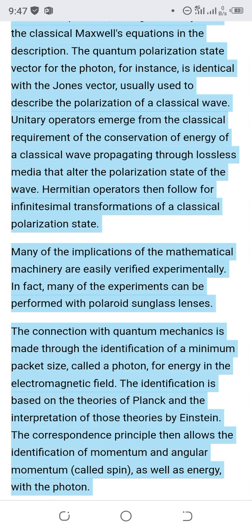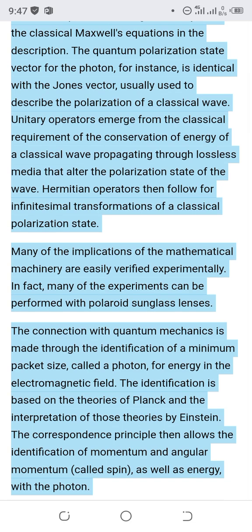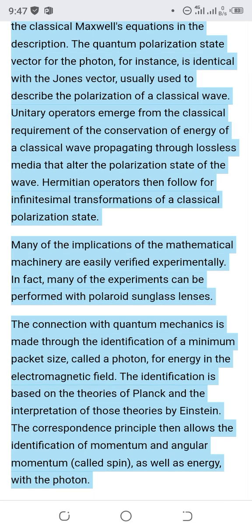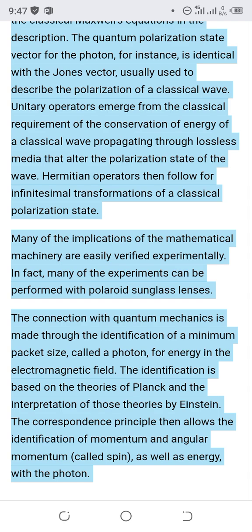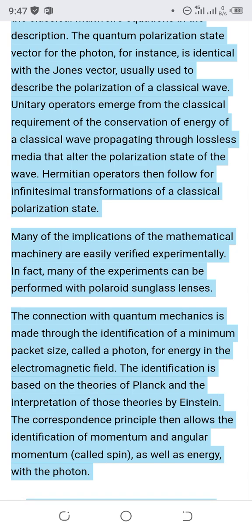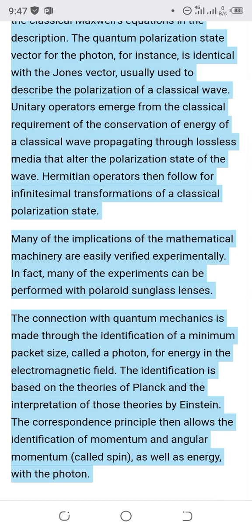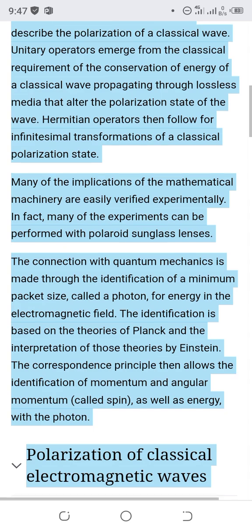The connection with quantum mechanics is made through the identification of a minimum packet size, called a photon, for energy in the electromagnetic field. The identification is based on the theories of Planck and the interpretation of those theories by Einstein. The correspondence principle then allows the identification of momentum and angular momentum, called spin, as well as energy with the photon.